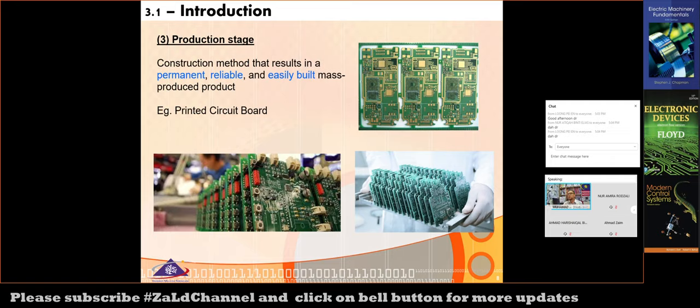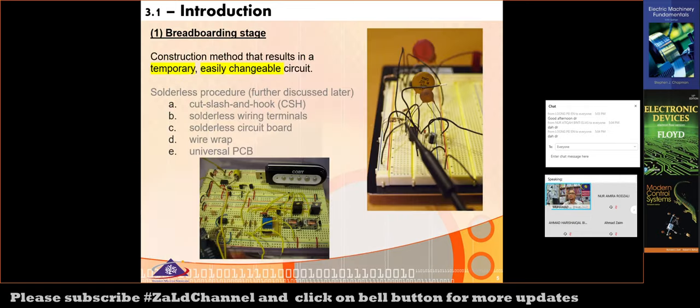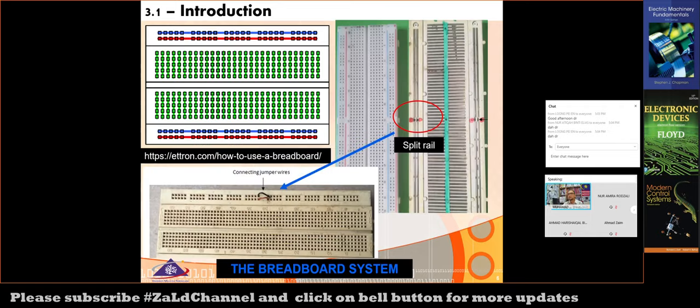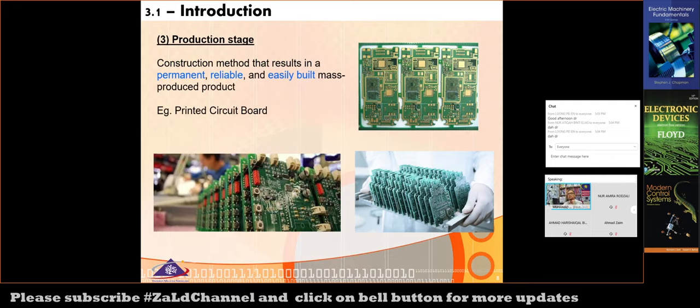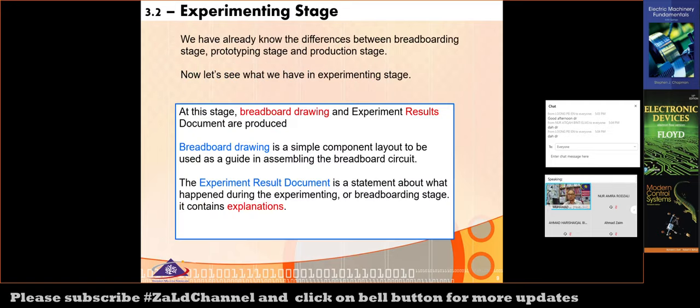So we have to make sure that some of the components used in this PCB are also at acceptable rating, and in terms of cost, affordable for mass production, right? So that is the production stage. The difference between the breadboarding stage, prototyping stage, and also the production stage is already explained in the introductory part.